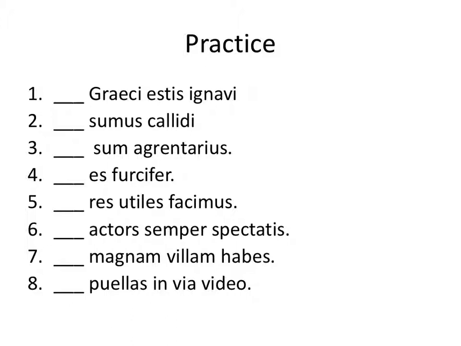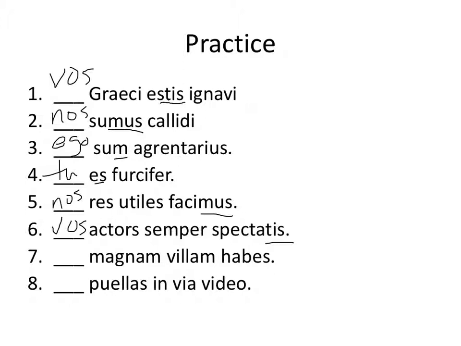Okay, so for Graeci estis ignavi, because the verb ends in -tis, our pronoun will be vos. Okay, for sumus callidi, because we have an -mus, it will be nos. Sum, that -m ending tells me it's going to be ego. For -s, it will be tu. -mus is still nos. -tis, vos. -s goes with tu, and -o goes with ego.